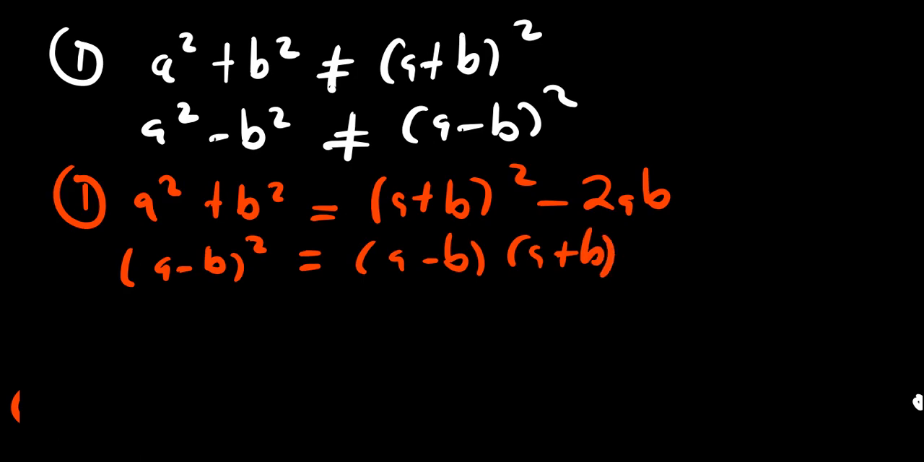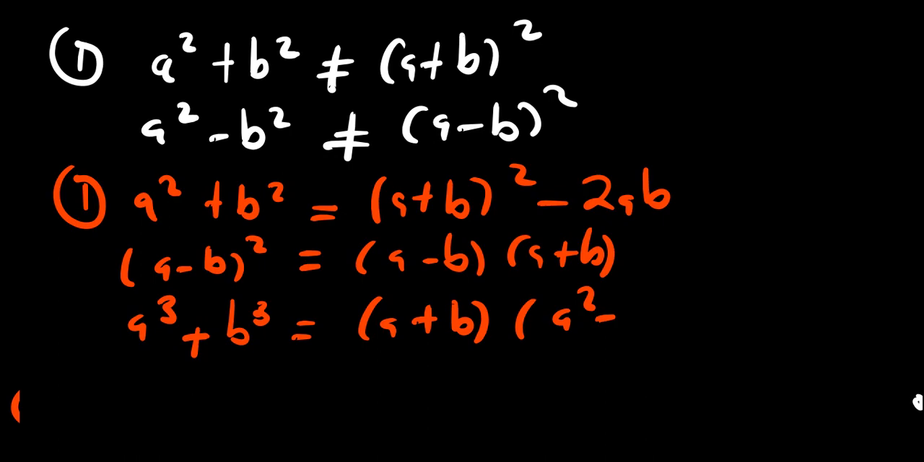Then another consideration that you need to understand is, what if we raise the power to 3? Let me say a cubed plus b cubed. So you have (a plus b) times (a squared minus ab plus b squared). So this is another identity that you need to understand.